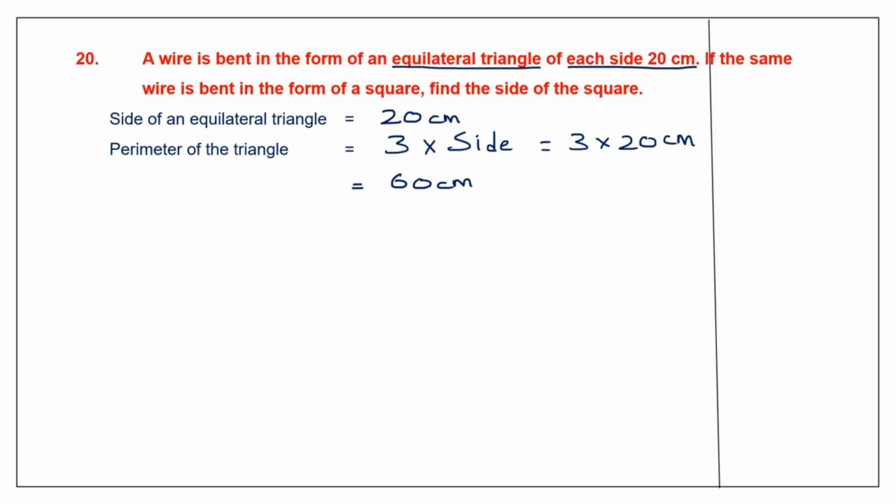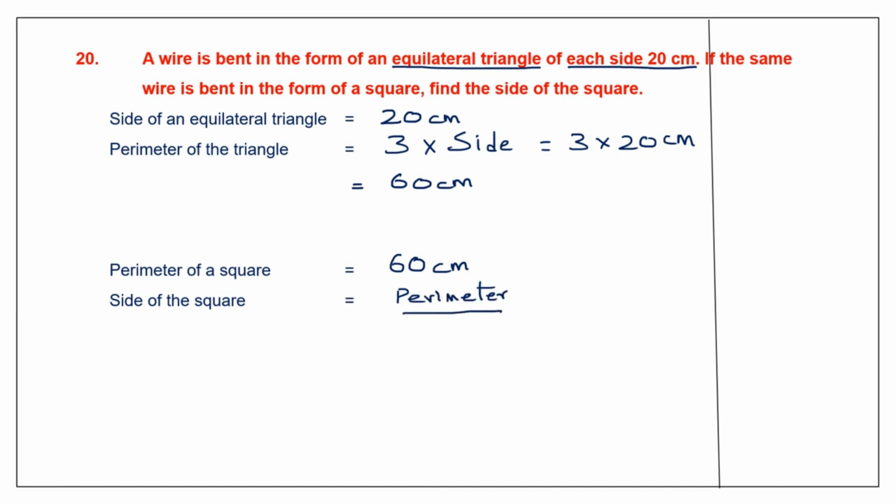Now, since the same wire is bent in the form of a square, the perimeter of the square also will be the same. So let's begin with that. The perimeter of the square is 60 centimeters. It's the same as the perimeter of the triangle. So to find the side of a square, we write perimeter divided by the number of sides. And how many sides does a square have? 4 equal sides. So 60 centimeters divided by 4. Let's divide 60 by 4.